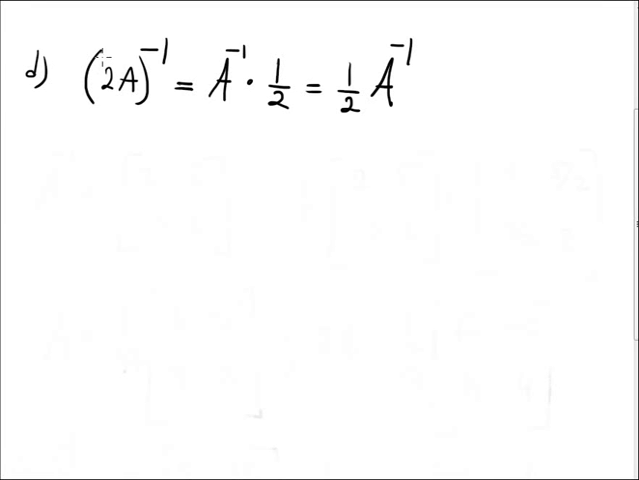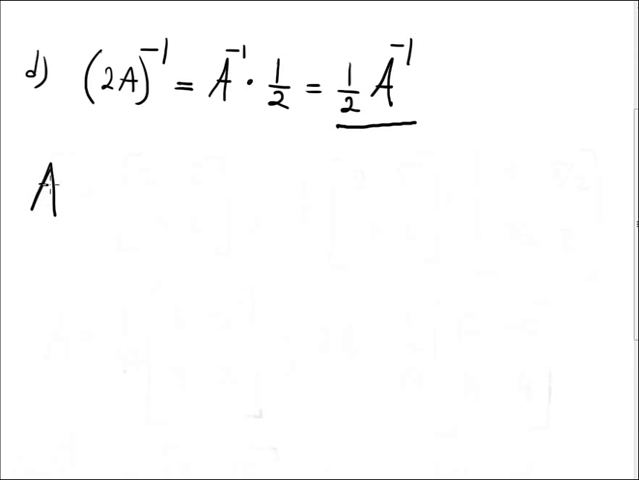Now compute 2 times A inverse. So one way is multiply A by 2 and find the inverse. Another way is to separate it: A inverse times the inverse of 2, which is 1/2. So 1/2 A inverse. In my opinion, this is the easy part.